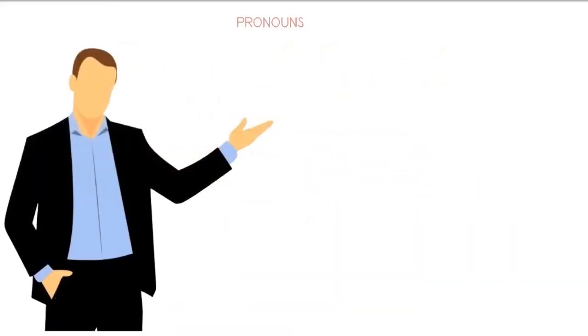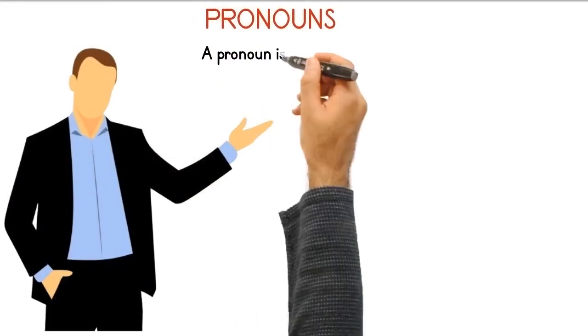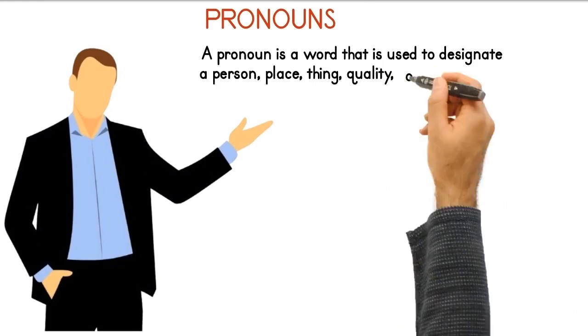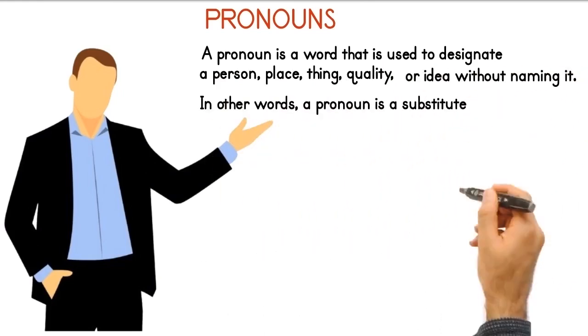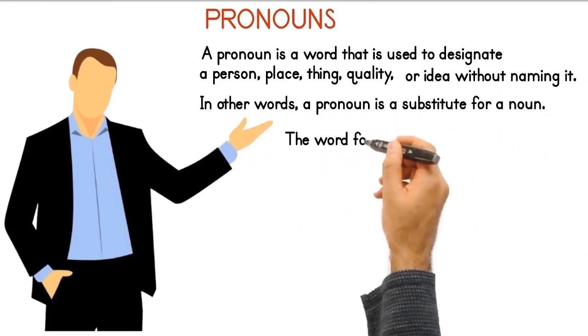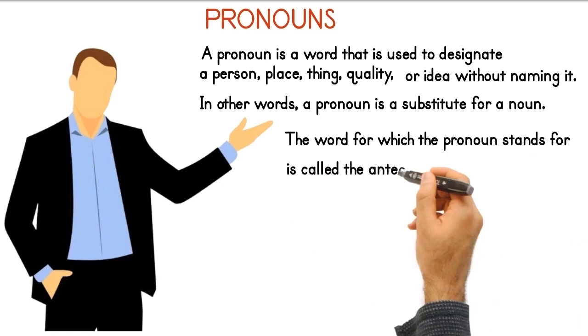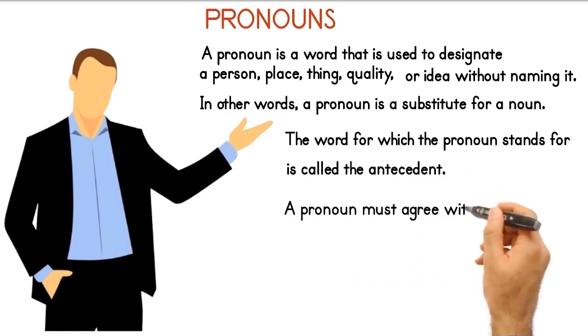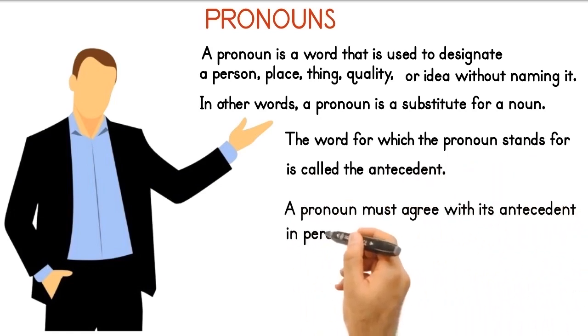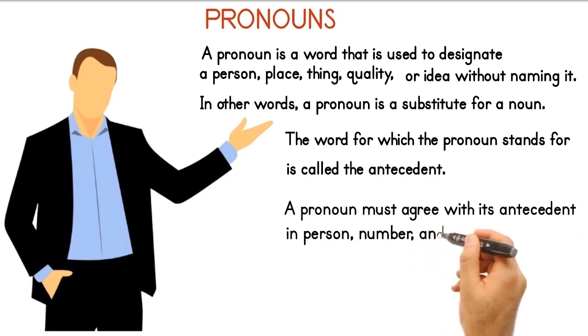A pronoun is a word that is used to designate a person, place, thing, quality, or idea without naming it. In other words, a pronoun is a substitute for a noun. The word for which the pronoun stands is called the antecedent. A pronoun must agree with its antecedent in person, number, and gender.